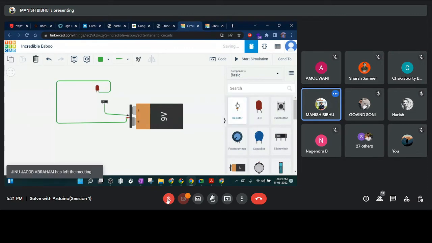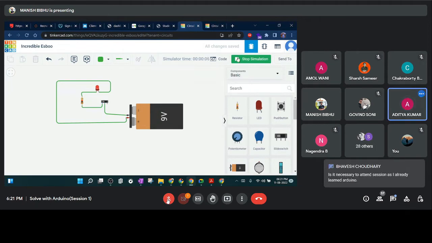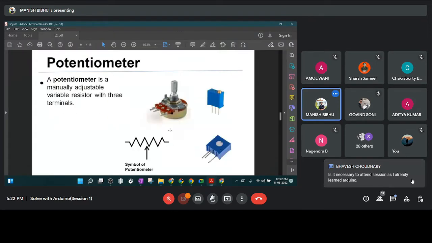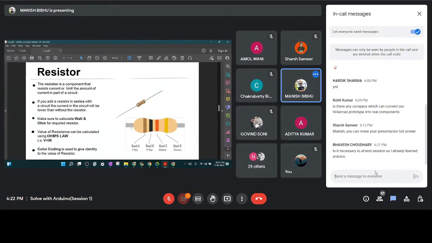So we have to take an LED and a resistor for the LED. Now it is working. Okay, move to the next part. So we have to use a resistor for mainly all the sensors and LEDs, so that they will be protected.